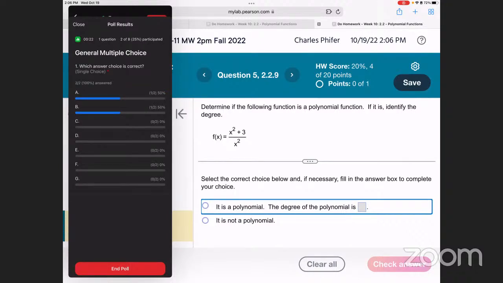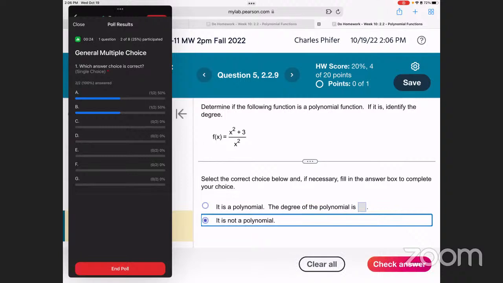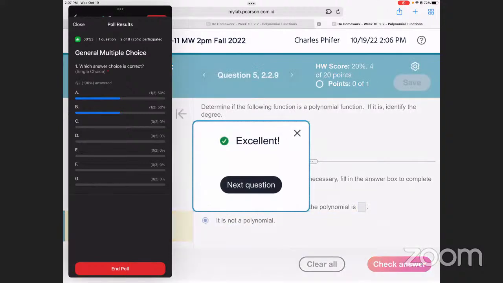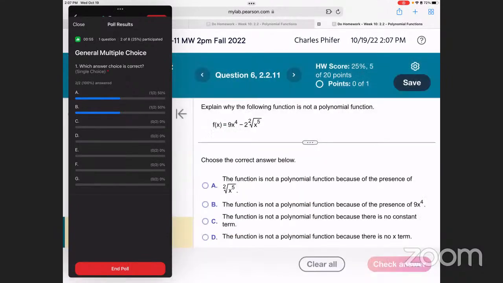I think it's B. Let's go with B. Because, for instance, if you were to distribute that denominator into the top, the first term is going to turn into 1. But then the second one, you're going to get 3 over x squared, which is the same as negative 3x to the power of negative 2. So you can't have a negative exponent if it's to be a polynomial. Because of that negative exponent, it's not going to be a polynomial. Okay, let's try another one. Let me relaunch the poll.